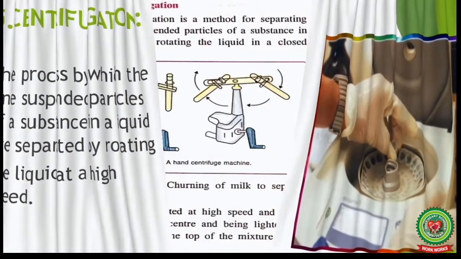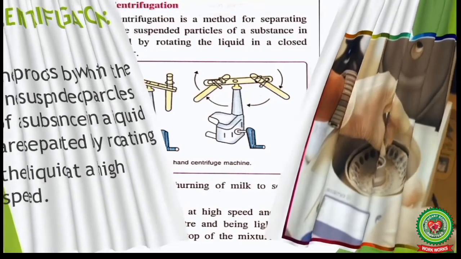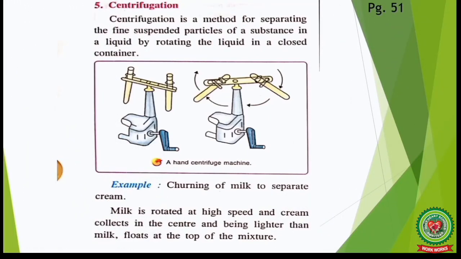Let's read the topic for better understanding. Centrifugation. Come to page number 51 in your books. Centrifugation is a method for separating fine suspended particles of a substance in a liquid by rotating the liquid in a closed container. Students, this is a hand centrifuge machine. It is used to separate cream from milk, or we can say butter from milk. Milk is rotated at high speed and cream collects in the center, and being lighter than milk, floats on the top of the mixture and can be easily separated.